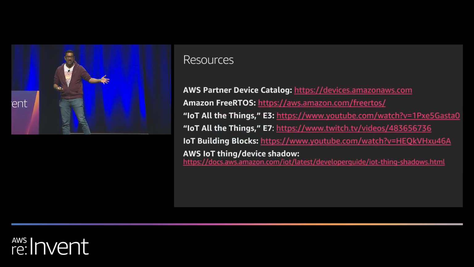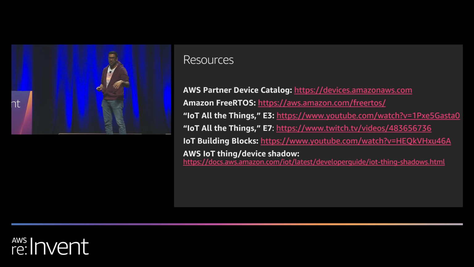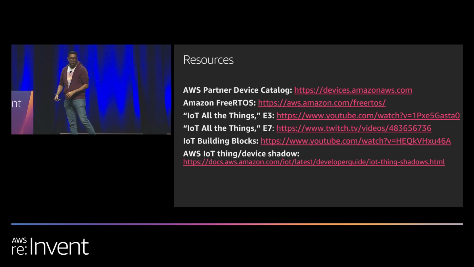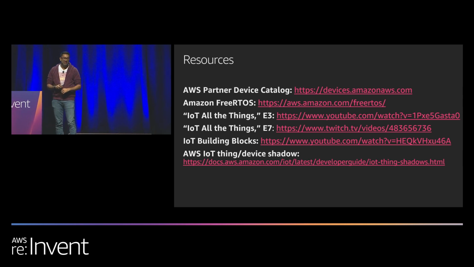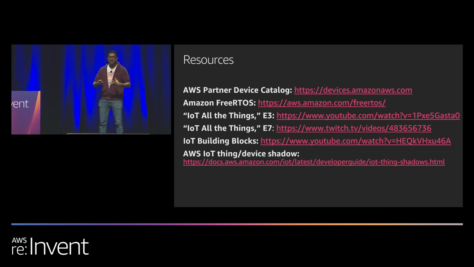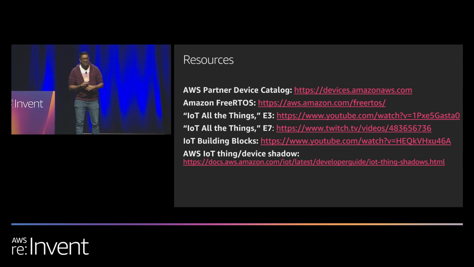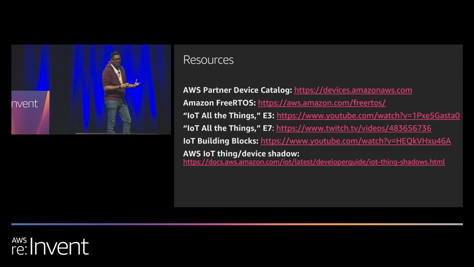As I mentioned, the partner device catalog, where you actually get to go and check out devices that are qualified for the platform. Amazon FreeRTOS information here. There's a few episodes of a show called IoT All the Things, where we go into details about industrial IoT and also Key for Business. We actually demo one of the fobs on the episode, so that's pretty exciting. And then there's a building blocks presentation if you want to get a breadth of the services that we have on the IoT service portfolio. And then if there's any information that you need on the thing or device shadow, you can go check that out.